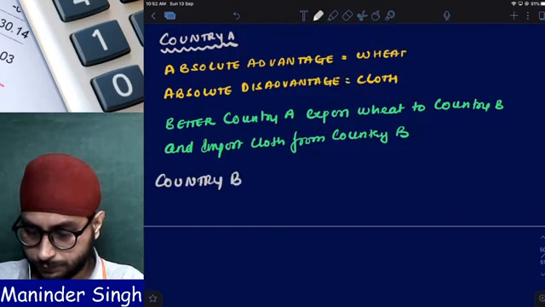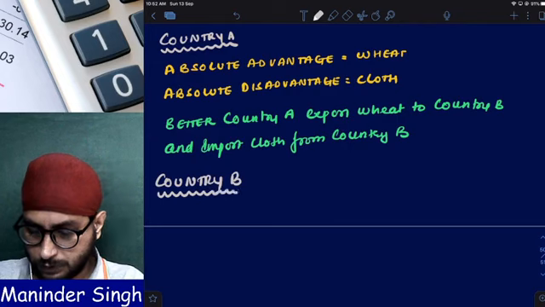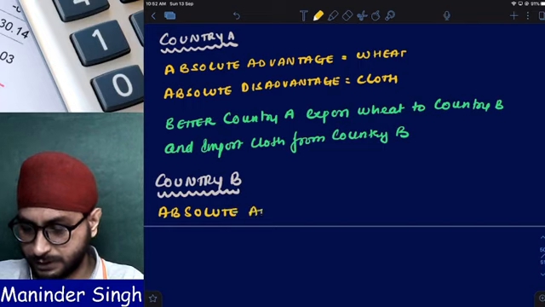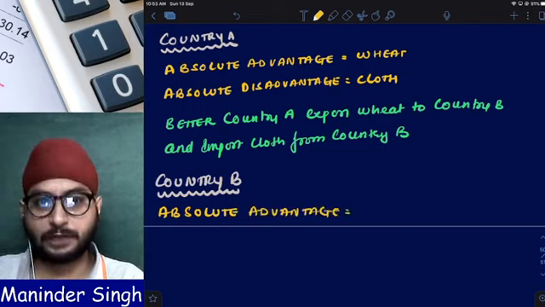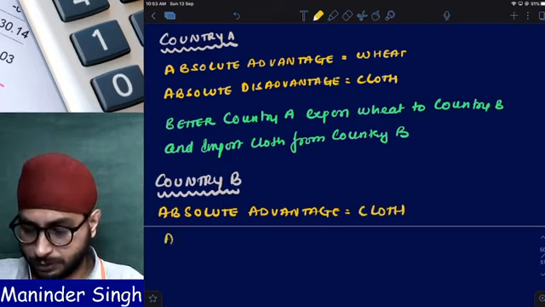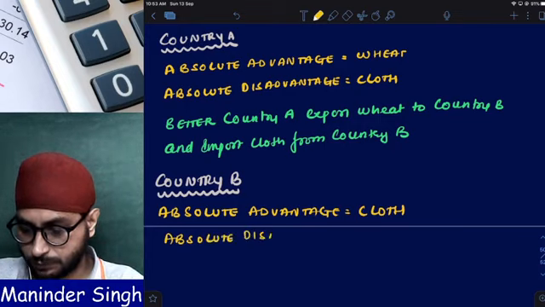Country B. Now, in country B, where is the absolute advantage? Wheat or cloth? Cloth. And where is the absolute disadvantage? In wheat, right?